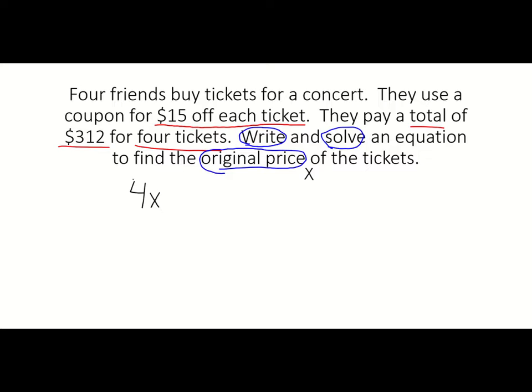However, we also had a coupon. So the coupon says we had $15 off each ticket. So I know I bought 4 tickets. So 15 times 4 tells me that I have saved $60 on my 4 tickets. So I'm going to take 4 times x, what I paid, and I'm going to subtract my discount. I'm going to subtract $60. And that should equal 312.